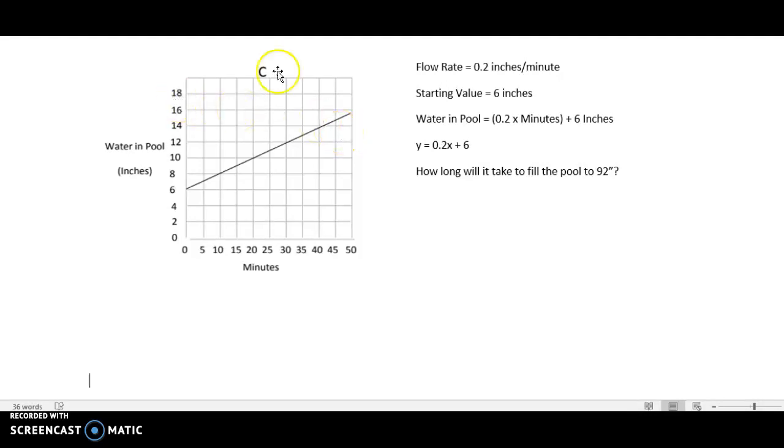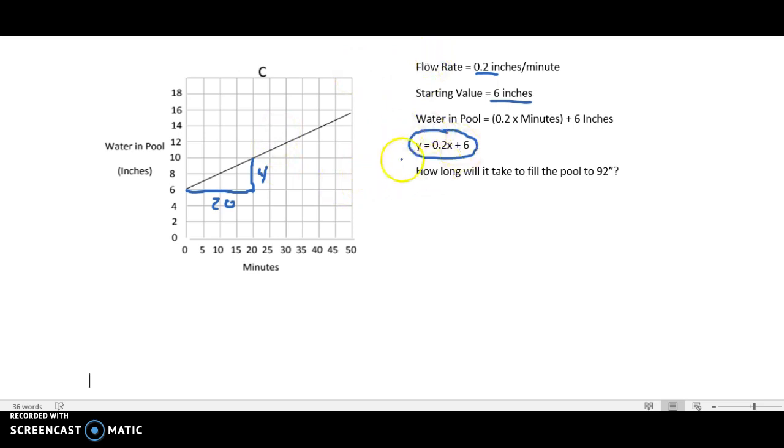So far we have been spending a lot of our energy creating equations that can represent physical situations, like the one we had for pool C in our filling the pool scenario. Remember that we were able to take a change of y and a change of x. So we'll take a change of x of 20 and a change of y of 4. And 4 over 20 will give us our slope or our flow rate of 0.2 inches per minute. And our starting value is 6. And from that we created this equation.